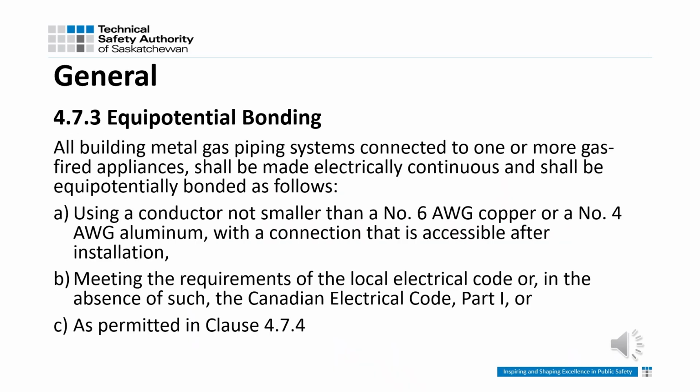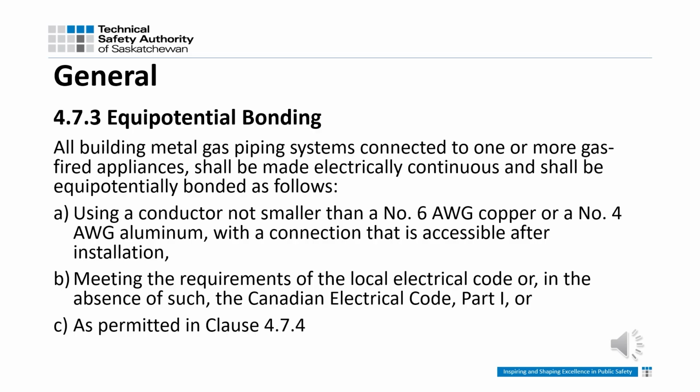4.7.3 Equipotential bonding. Let's break it down so you can explain it to your electrician friends. All building metal gas piping systems, so in a building or on a building, connected to one or more gas-fired appliances, examples are unit heater, furnace, or water heater, shall be made electrically continuous and shall be equipotentially bonded. Now A, B, and C give the options.